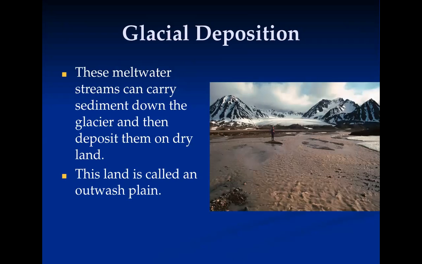Okay, glacial deposition. So these meltwater streams can carry sediment down the glacier, and then they deposit them on the dry land. So once they go down the stream, okay, eventually there's land, typically on both sides of a stream, and this land is called an outwash plain. So exactly what it says it is. So when that stream carrying those sediments deposits, okay, that land is called an outwash plain.